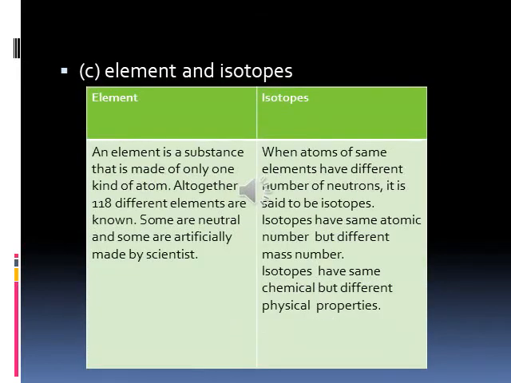C. Element and isotope. Difference between element and isotope. Element is a substance that is made up of only one kind of atom. Sodium is made up of only sodium atoms. Altogether 118 different elements are known. Some are natural and some are artificially made by the scientists. Isotope. Atoms of the same element that have the same number of proton but different number of neutron are called isotopes. Isotopes have same atomic number but different mass number. Isotopes have same chemical but different physical properties.